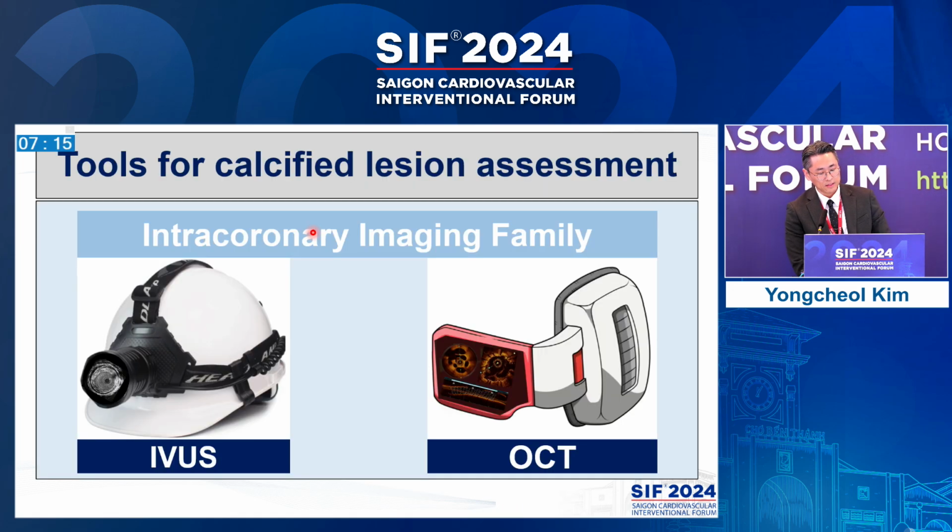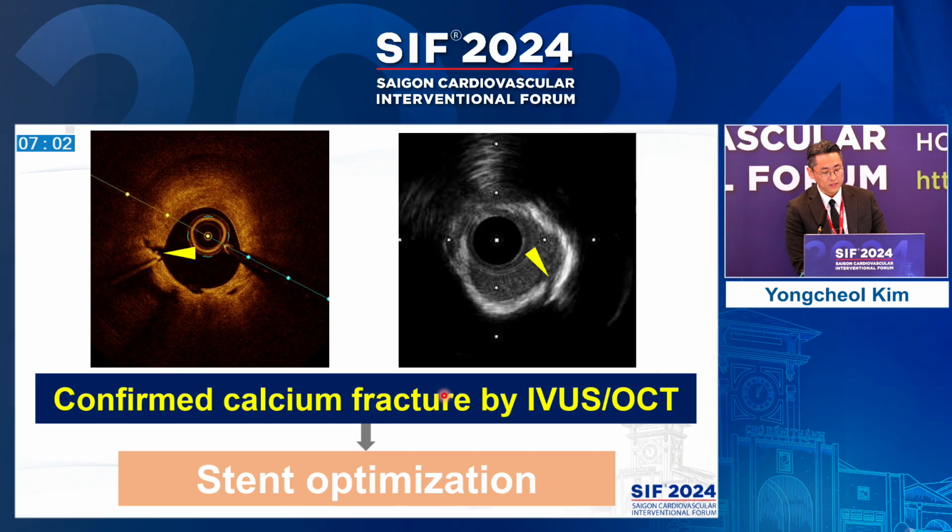So I think that IVUS is like a headlamp, and OCT is kind of a scouter, which can see through the calcium itself, detecting the calcium thickness. So what is the most important step in PCI for the heavily calcified lesion? I think that the crucial evidence for successful calcium modification is calcium fracture confirmed by OCT or IVUS.